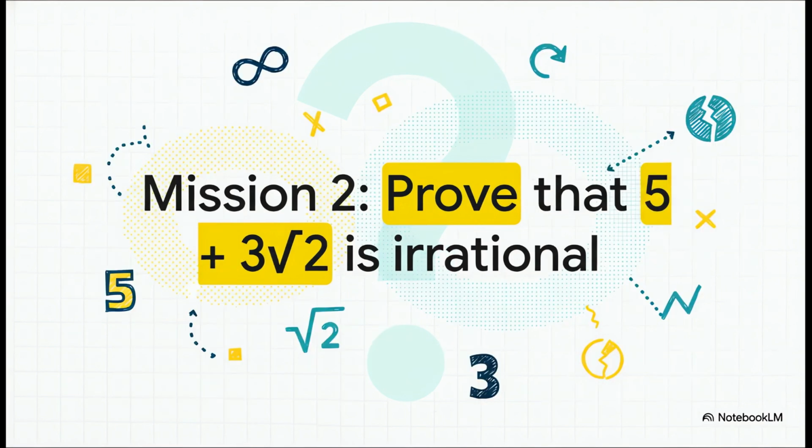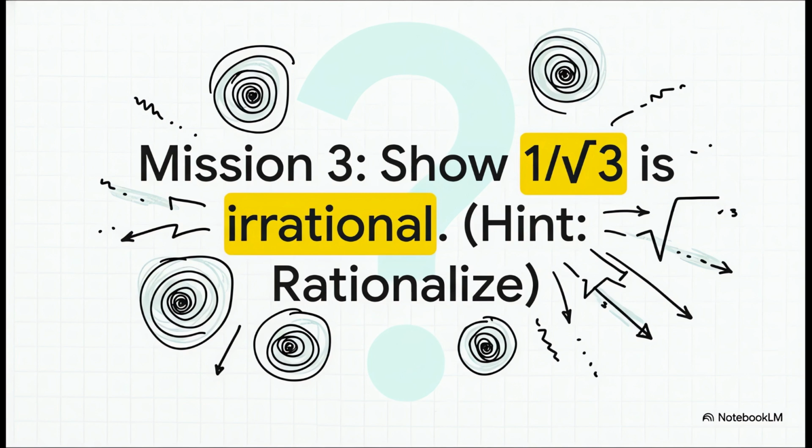Mission number 2 is pretty similar, but we're throwing some addition into the mix. This time, prove that 5 plus 3 root 2 is irrational. Again, just assume it's rational and go find that contradiction. And for your last mission, I want you to show that 1 over the square root of 3 is irrational. Now, I'll give you a little hint on this one to get you started. Try rationalizing the denominator first.